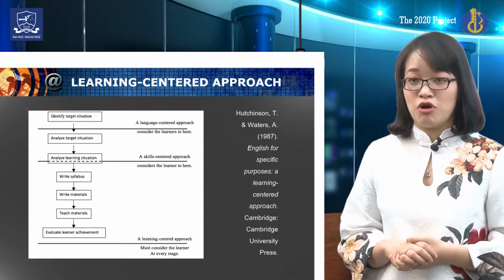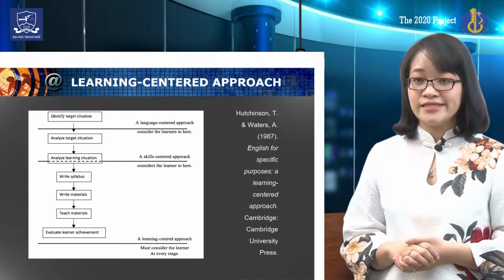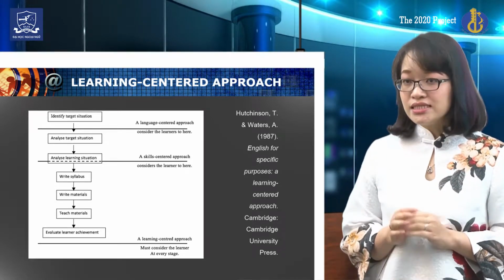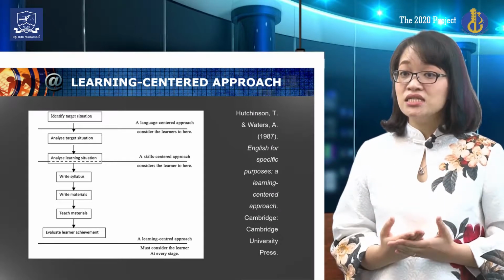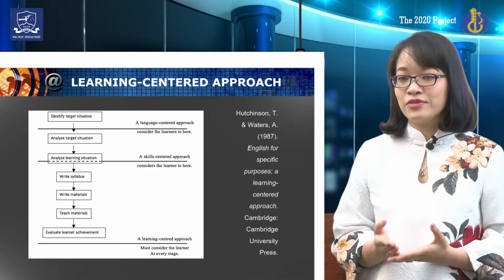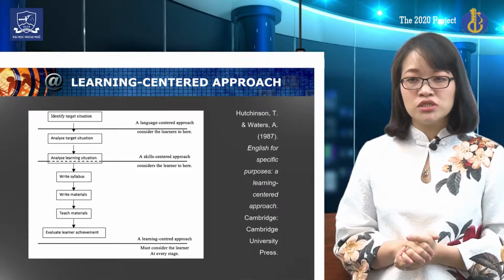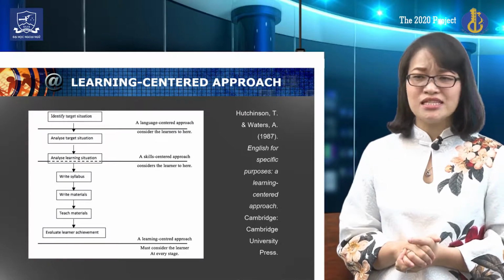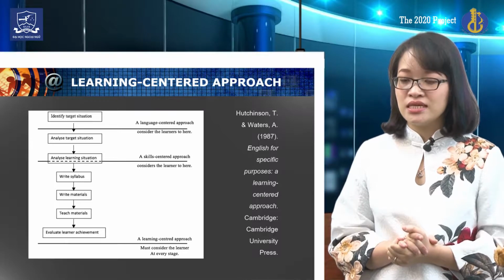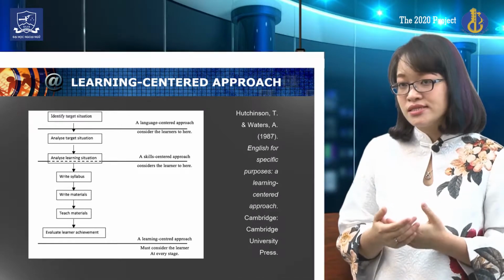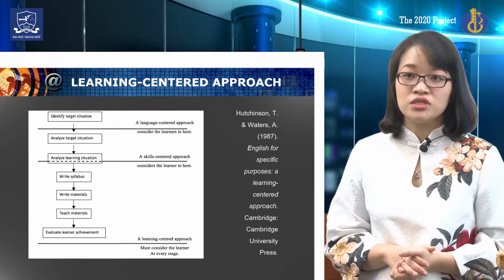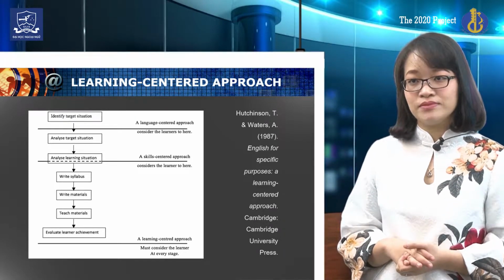In the language-centered approach, target situational analysis is the nature of target situation performance. It is allowed to determine the content of an ESP course without referencing the learners. In the skill-based approach, target situational analysis is not enough. We must look behind the target performance data to discover what processes enable someone to perform. Those processes will determine the course design.